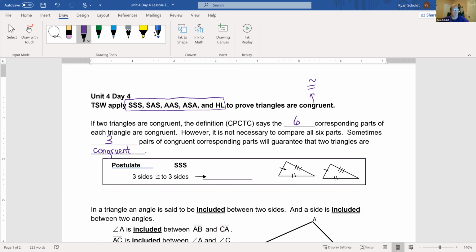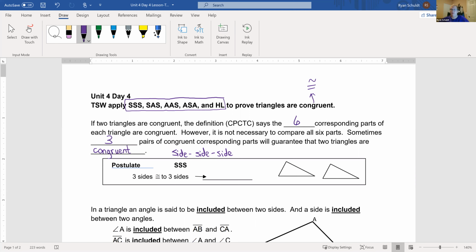So the first one we have is SSS, which stands for side, side, side. And I have these marked from earlier when I was playing around. Notice my screen looks a little bit different. So I'm trying something new on this video. I have a new device I'm using to record.